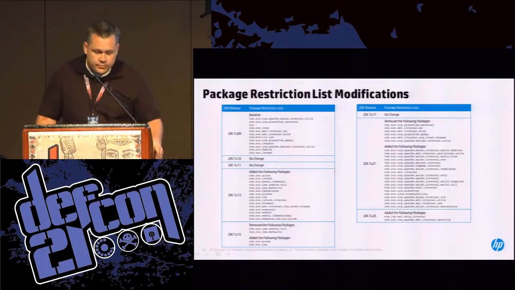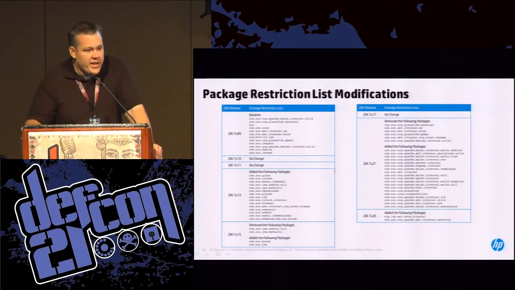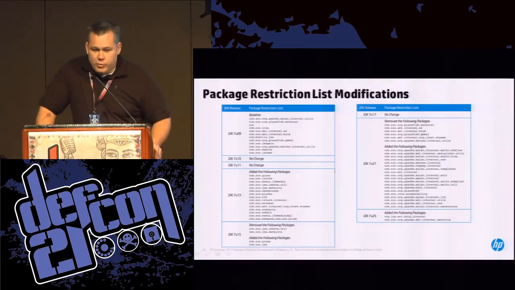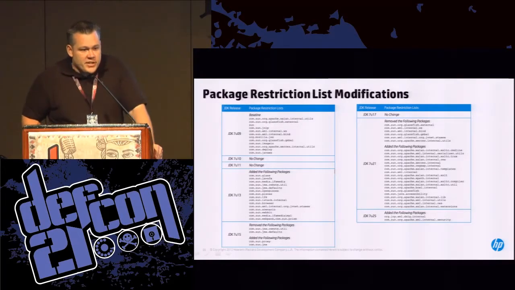In U15 you see that they actually remove packages, which is kind of strange, but what they're doing is removing lower level packages and adding higher level packages. So com.sun.jmx.remote.util was removed and com.sun.jmx was added. They're further tightening the available packages that an applet can get to. In U21 they made a lot of changes, but the same sort of thing, removing lower level packages and adding more packages.